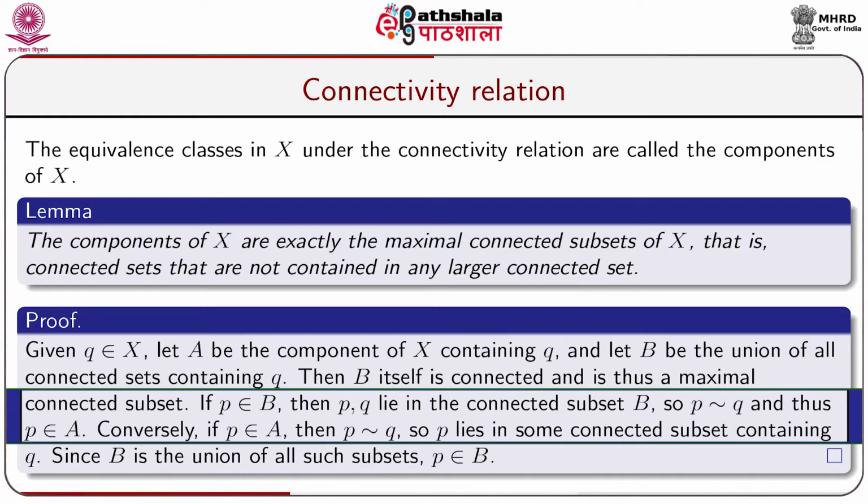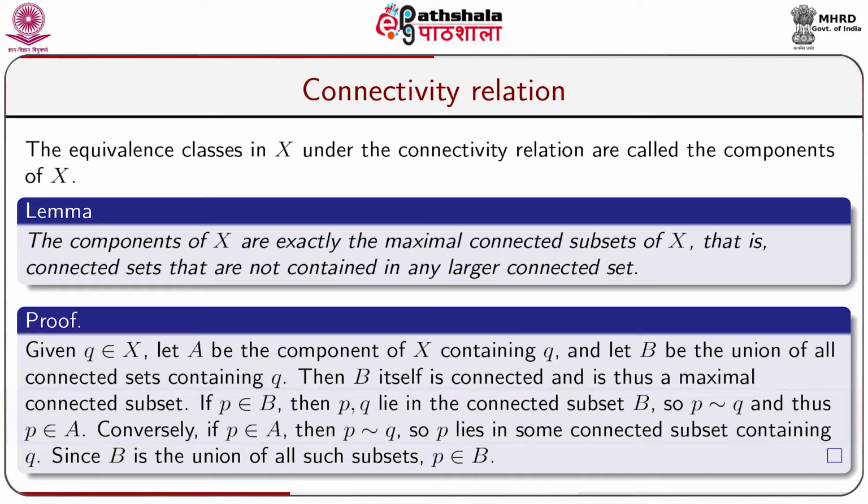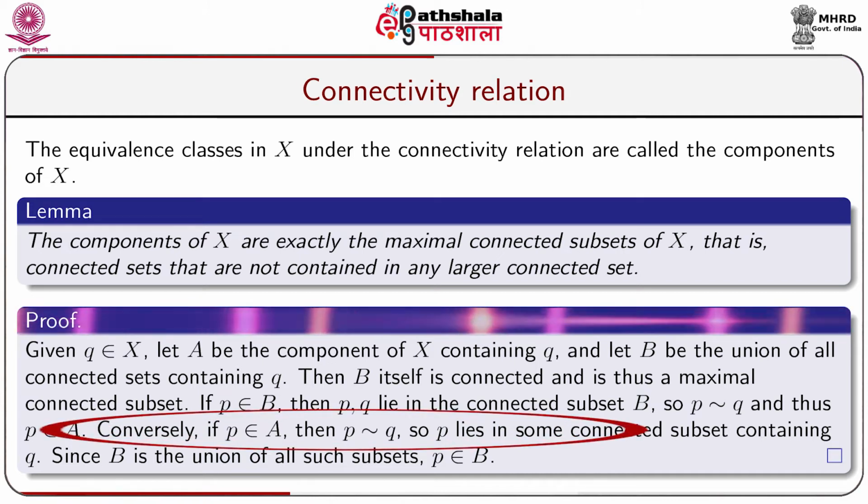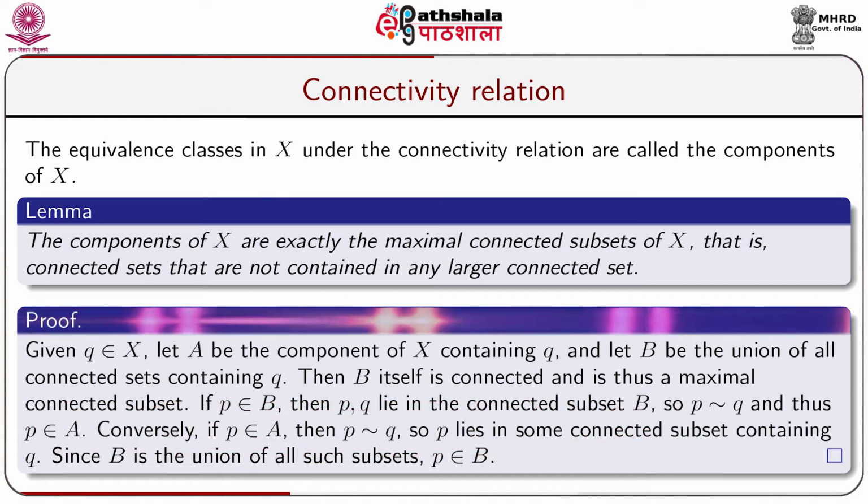Now if P belongs to B, then P and Q lie in the connected subset B. So P is related to Q and thus P belongs to A. Conversely, if P belongs to A, then P is related to Q by the connectivity relation. So P lies in some connected subset containing Q. Since B is the union of all such subsets, P belongs to B. This completes the proof.